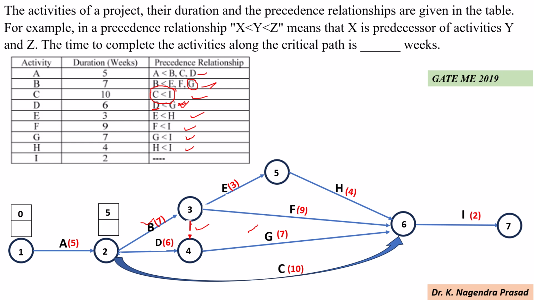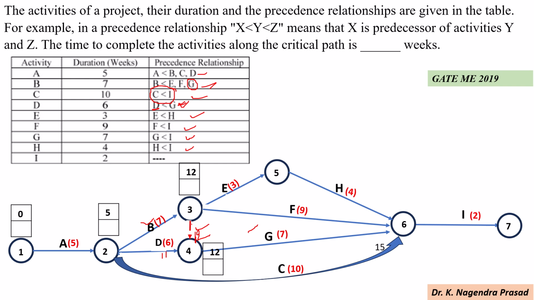Next for activity B, 5 plus 7, it is 12. Next for activity D, 5 plus 6, it is 11. Moreover, observe that event 4 is the merge event for activity D as well as the dummy activity. From the dummy activity the time is 12. So here I have to consider the maximum time among 11 and 12, that is 12.